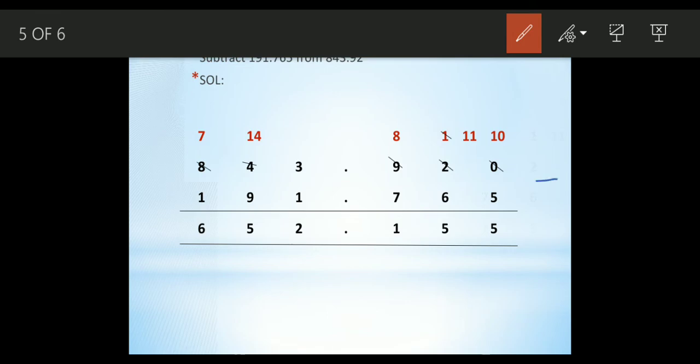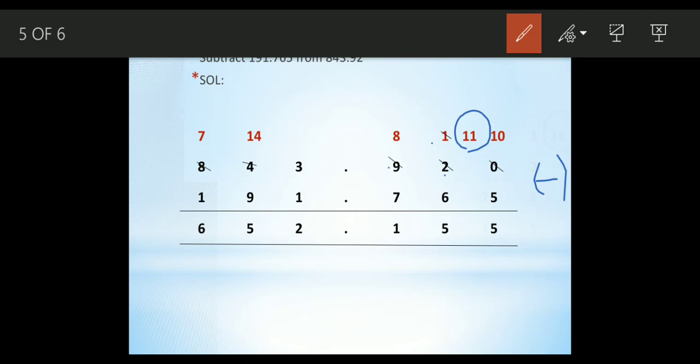So now I'll subtract, right? So 0 and 5 I can't subtract. So what should I do? I have to borrow. So from 2 I have to borrow. So 2 will become 1 and 0 will become 10. Right? So 10 minus 5, what will I get? 5. Now 1 and 6 I can't subtract. Why? 1 is smaller than 6. I can't do that, so I'll borrow. From the previous number, what is the number? 9. So from 9, when I borrow, it will become 8 and 1 will become 11. Okay, so that's what I have written, 11 there.